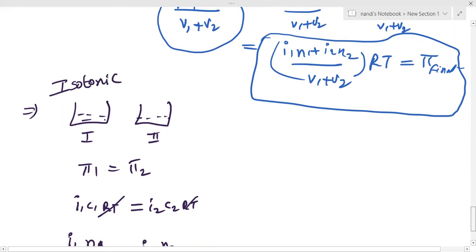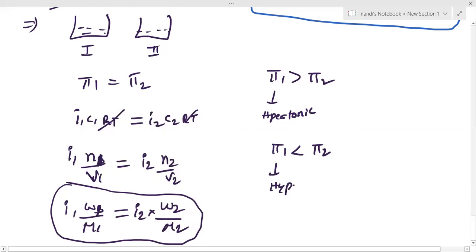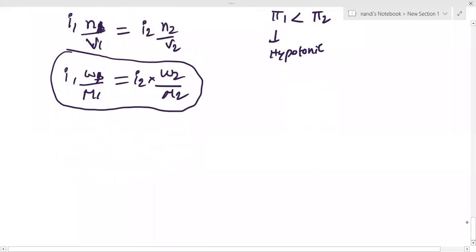Next, hypertonic and hypotonic, you know that. Suppose pi 1 is greater than pi 2, then with respect to pi 1 it is hypertonic. Or pi 1 is less than pi 2, then it is hypotonic. If one is hypertonic, the other one is automatically hypotonic. So this is the theory.